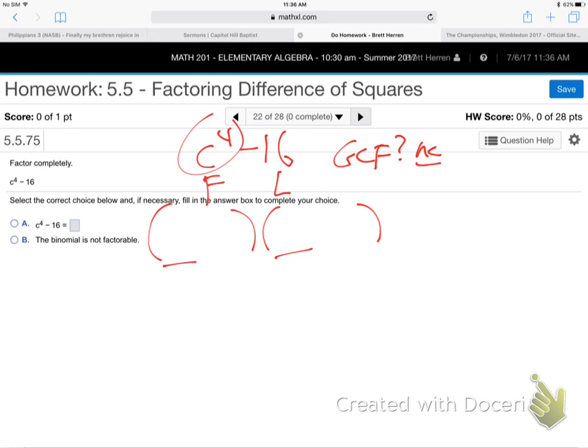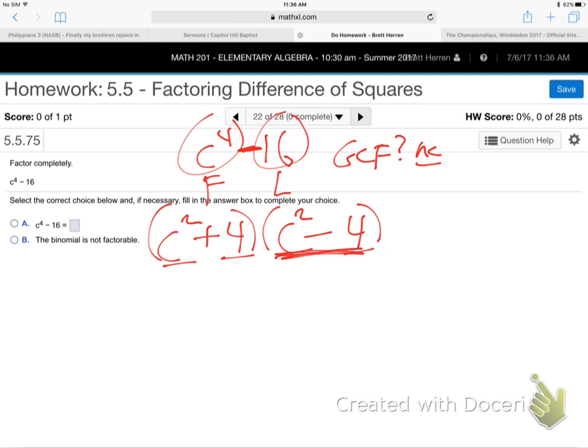Front times front to be front. What times what is C to the 4th? C squared. C squared. Good. Last times last to be 16. What times what's 16? 4 and 4. And how do you make negative 16? 1 plus, 1 minus, positive 4 times negative 4, right? It's negative 16. Great. That was excellent. What's the problem? Yeah, that was great, but we're not done.